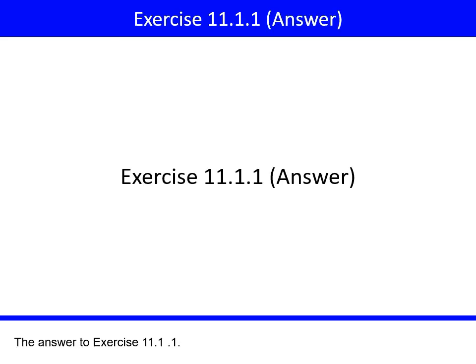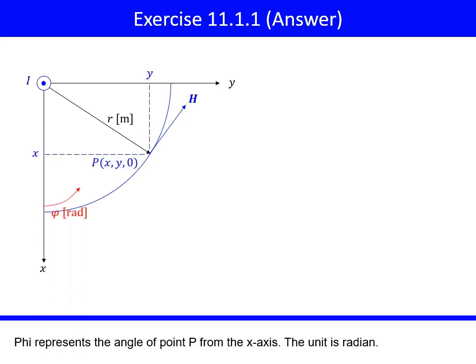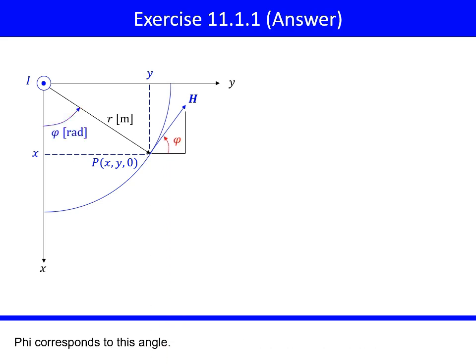The answer to exercise 11.1.1. This is a top view of I and H along the z-axis. The coordinates of P are given as x, y, and 0. Phi represents the angle of point P from the x-axis. The unit is radian. Phi corresponds to this angle.